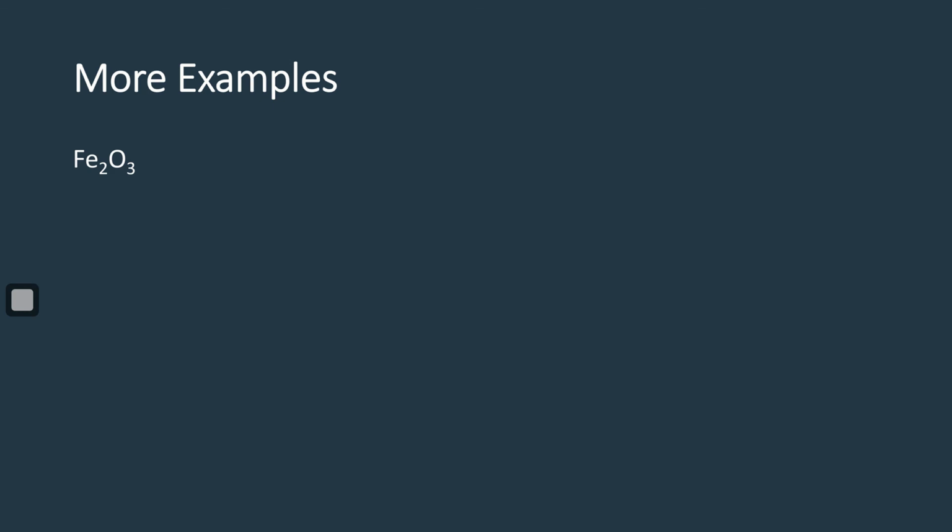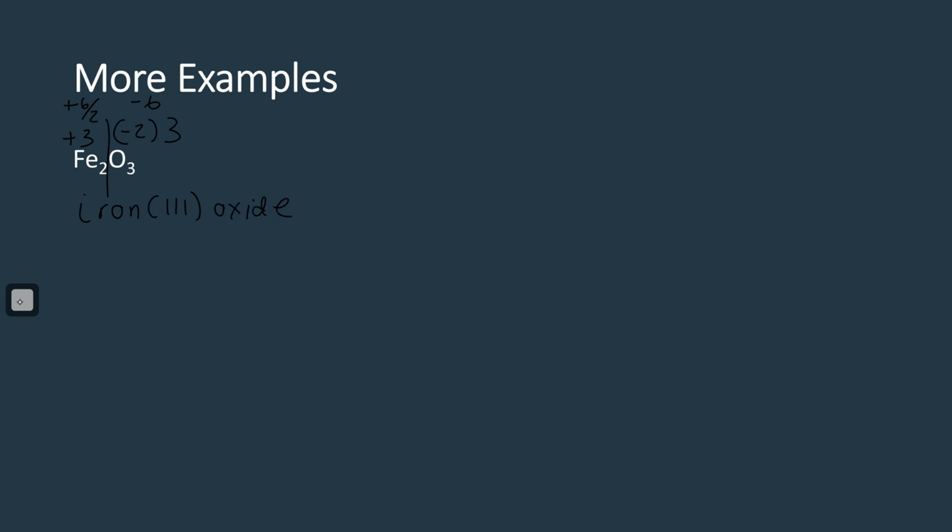So let's try a couple here. Fe2O3. I know O is -2. There's 3 of them, so this is -6. So this has to be +6. There's 2 of iron, so it's going to be +3. So this is iron(III) oxide.